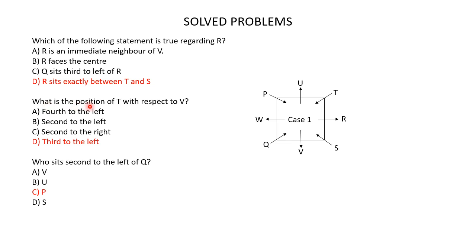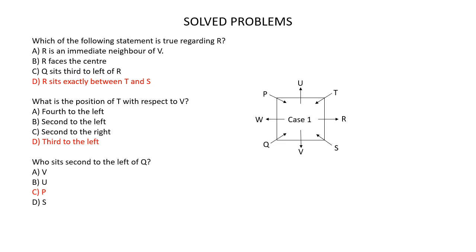What is the position of T with respect to V? You are given four options here and you have to find out which of these options is the correct one. So you are asked to find the position of T with respect to V. Option A says T sits fourth to the left of V. Fourth to the left of V is 1, 2, 3, 4. U sits fourth to the left of V, not T.